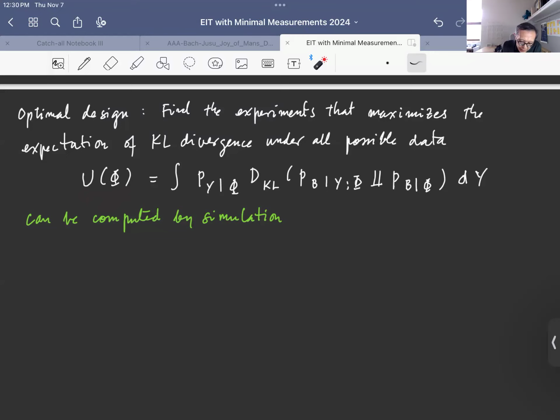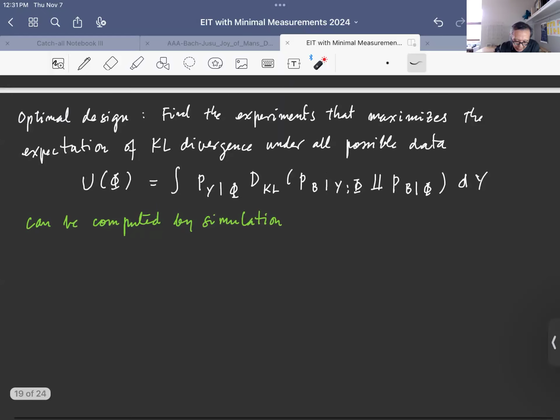This is a computationally very hefty thing to have to consider because there's no closed form formula for most problems, and for that reason, the most likely way you can do this is by simulation.